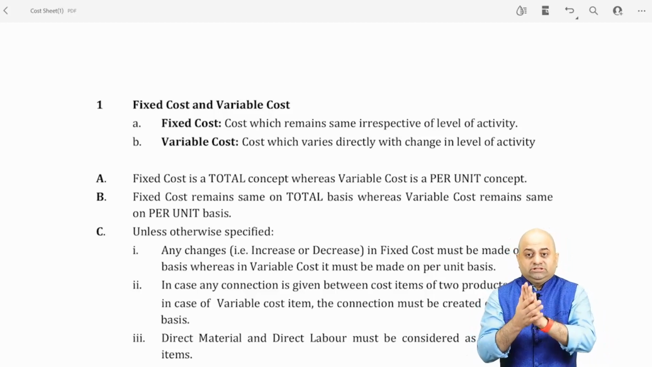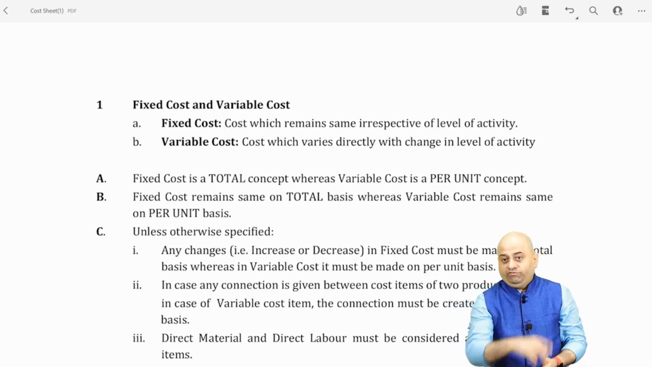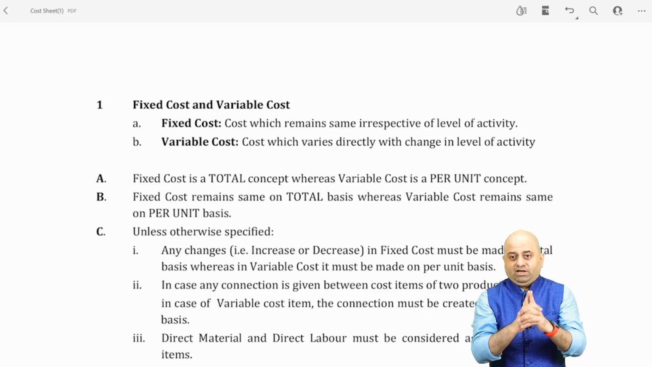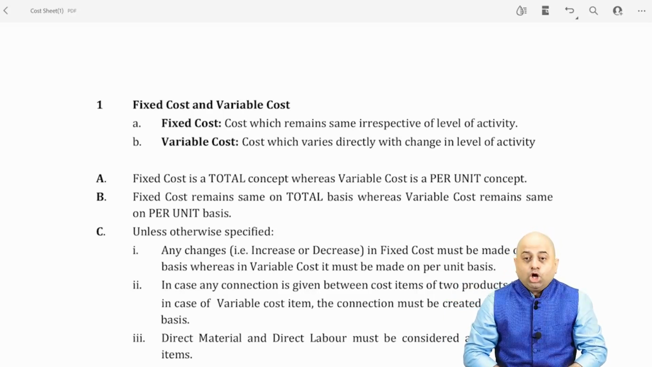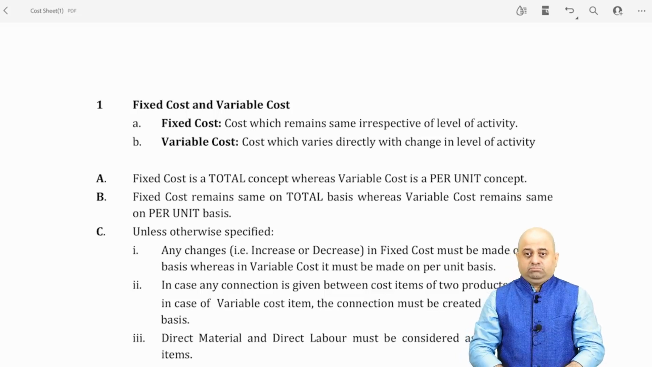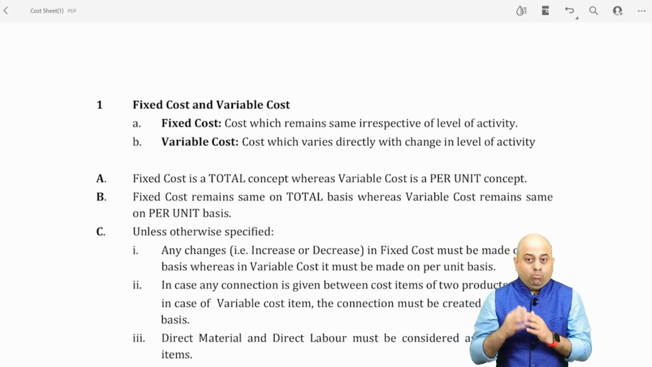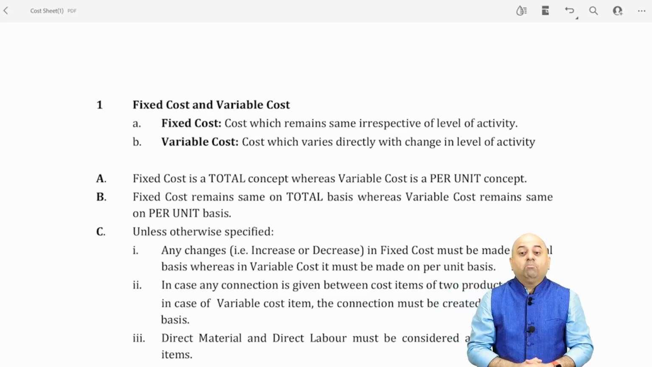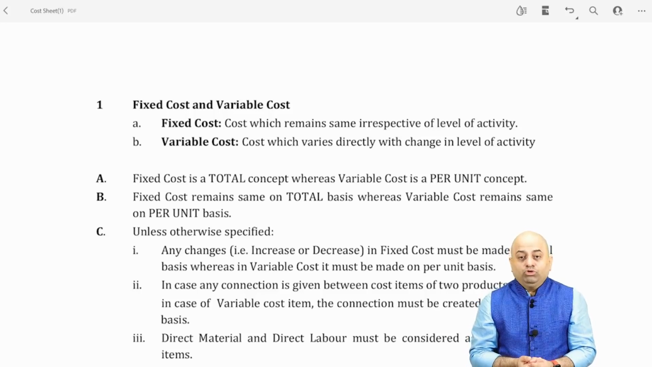Second important point, sometimes a connection is given between cost items of two products. If that connection is given for a variable cost item, then such a connection must be created on per unit basis. Please remember this. For example, the question might say that material of product B is costing 10% more than that of material for product A. My dear friends, this is a connection given between cost items of two products. This is a variable cost item. So this connection must be created on per unit basis.